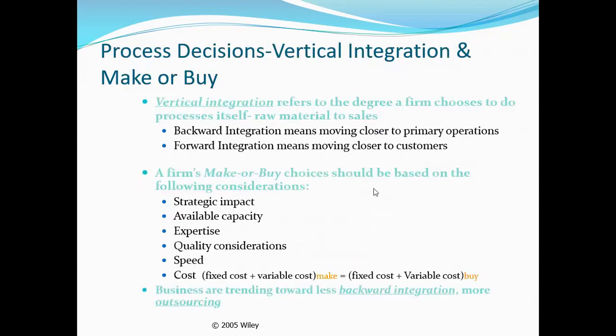And then the process decision, vertical integration and or make or buy. Vertical integration means the degree to which the company chooses to do the process itself, okay, from raw material to sales. So it depends on how deep you want to be vertically integrated. Backward integration means you move closer to the supplier, closer to the primary operation.